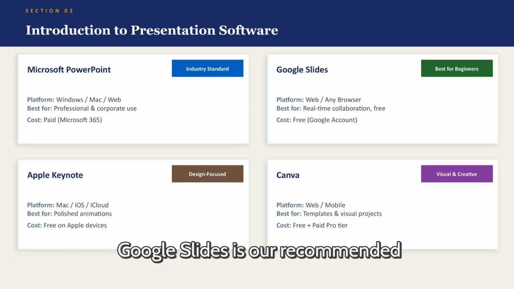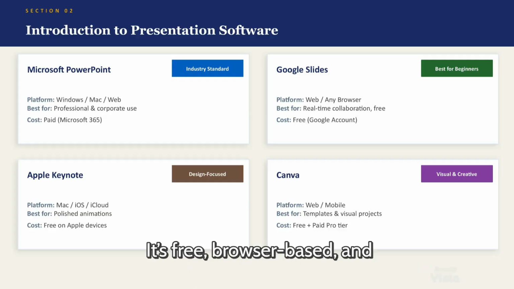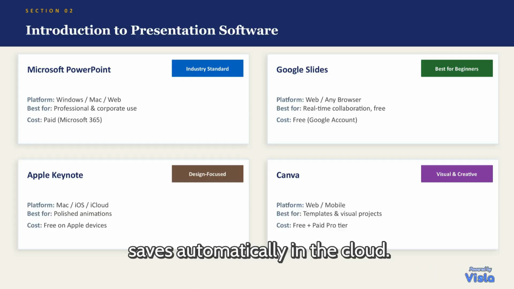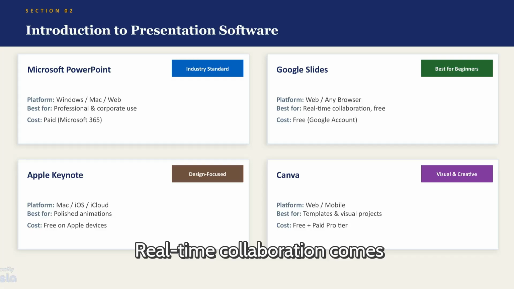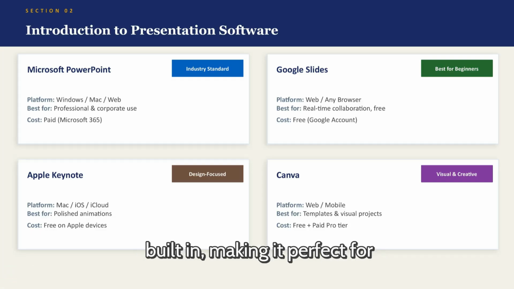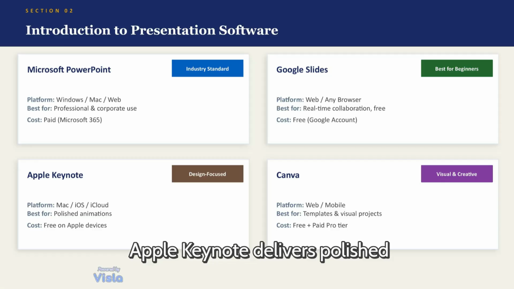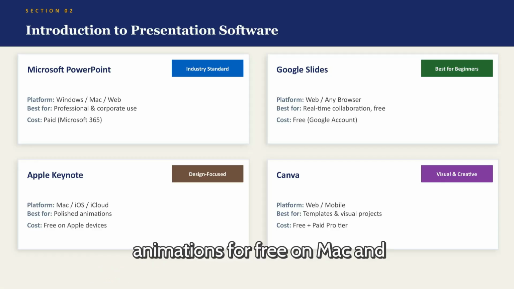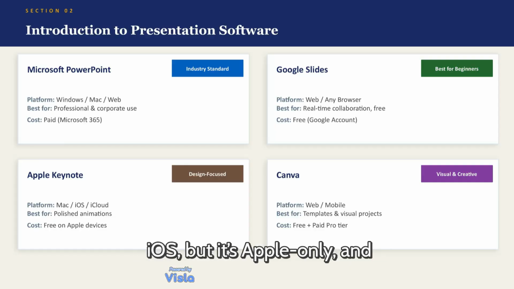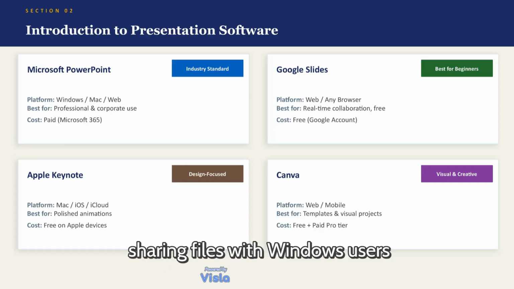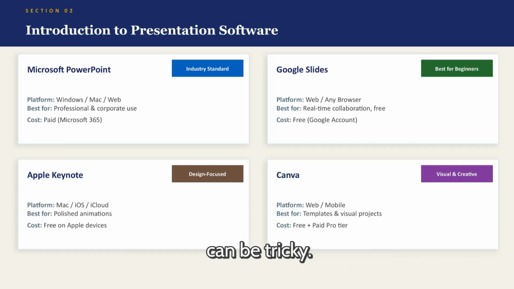Google Slides is our recommended pick for this class. It's free, browser-based, and saves automatically in the cloud. Real-time collaboration comes built in, making it perfect for group work on any device. Apple Keynote delivers polished default themes and smooth animations for free on Mac and iOS, but it's Apple only, and sharing files with Windows users can be tricky.